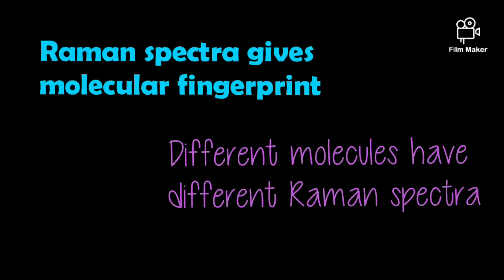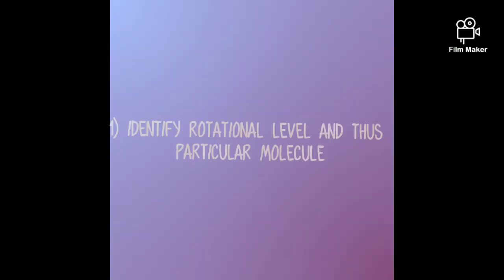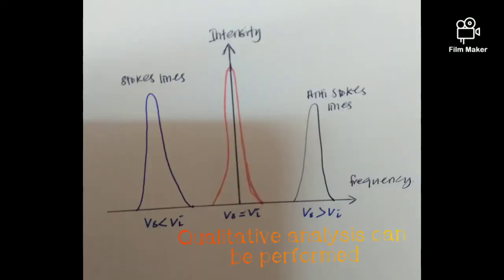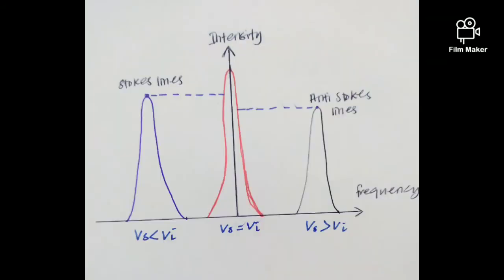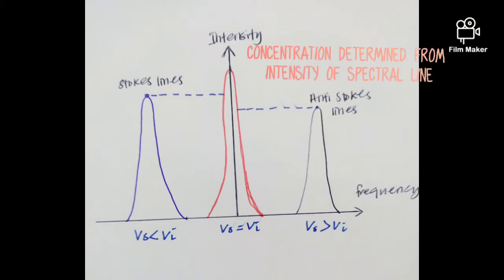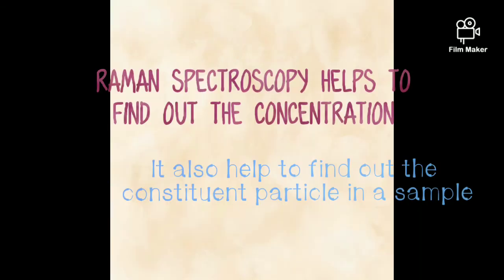The Raman spectra give the molecular fingerprint and it is different for different molecules. By studying the spectra, one can identify the vibrational and rotational levels of particular molecules. This helps in performing qualitative analysis. Similarly, the intensity value of a particular Raman line helps to determine the concentration of a molecule in a sample.